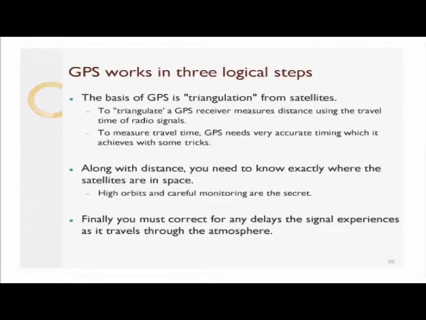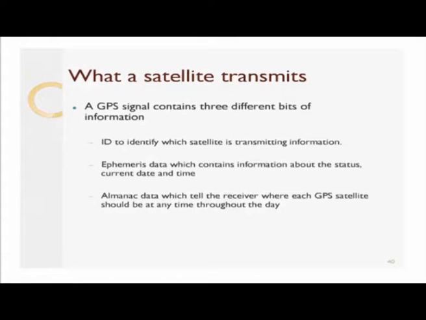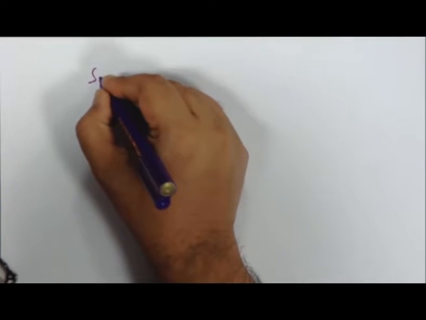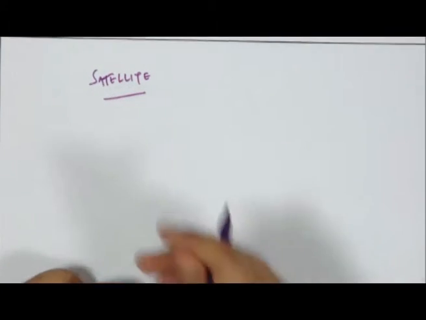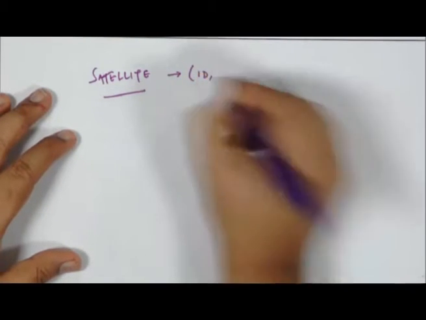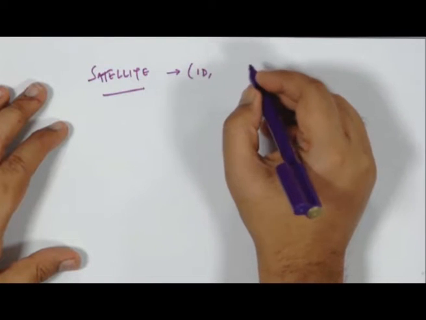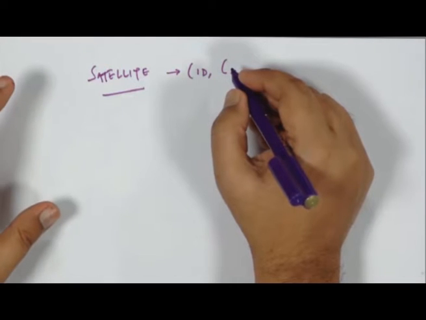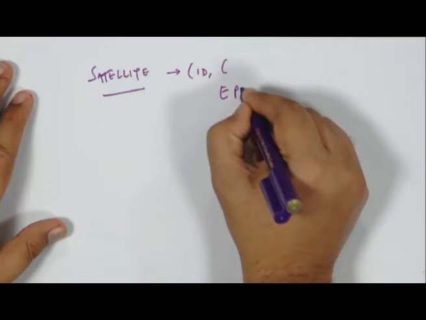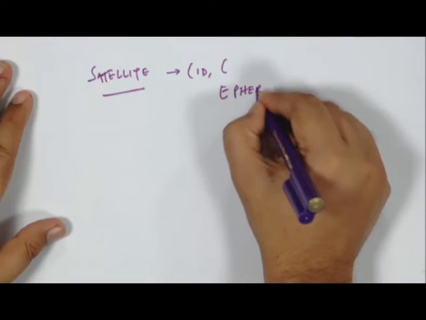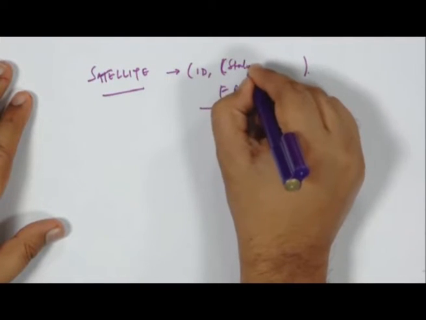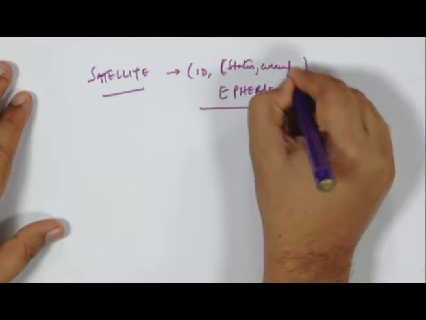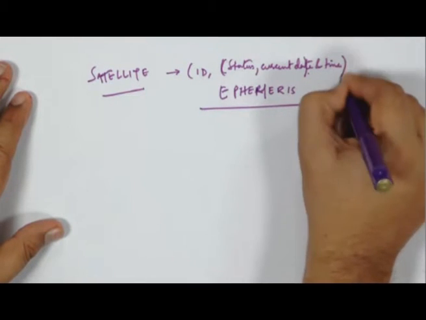Now let us move into a more technical part and try to understand. Even before that, let me tell what the GPS satellite sends. The Global Positioning Satellite sends an ID to identify which satellite is transmitting. Then it sends data about the status, the current date and time, and also tells the receiver where each GPS satellite is. This is called ephemeris data. Here you get the status, current date and time, and after that what you get?